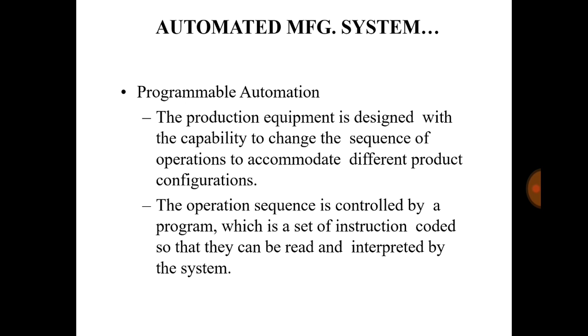For changing the operation sequence, you have to change the program, and that program is nothing but a stepwise instruction given to the machine. Suppose you are working on a CNC machine, and the first part you are manufacturing consists of various operations like turning, then drilling and knurling. Now suppose you are manufacturing a second product and its operation sequence is drilling, turning and then knurling. That means you can change the sequence of operations by changing the program which is fed to the machine.